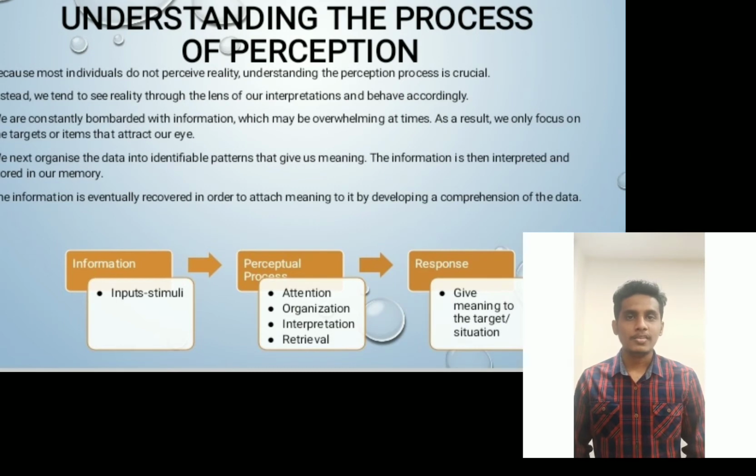Hello guys, my name is Yamunan and firstly I'm going to talk about understanding the process of perception. There are four stages a perceptual process consists of, which are attention, organization, interpretation and retrieval. First is the attention process.